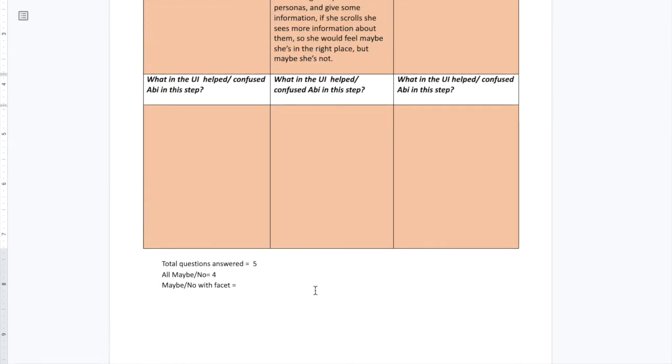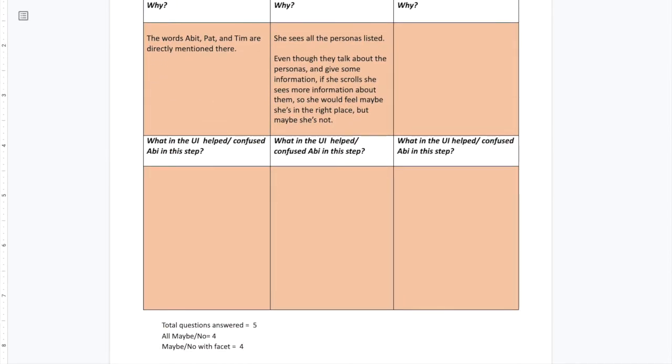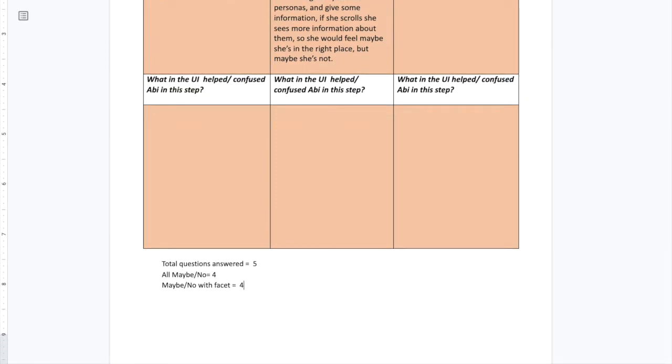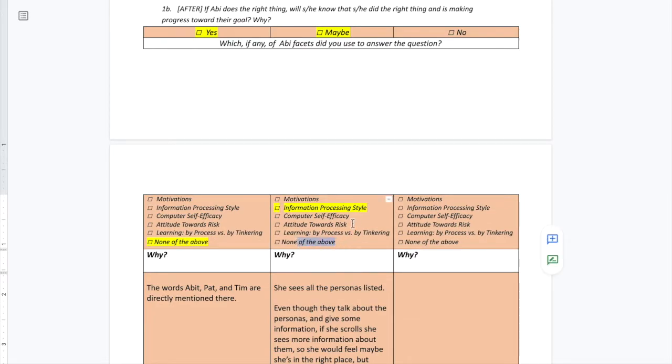So in this case, all of our maybe and no answers have a facet attached to it, but there can be cases where your maybe or no answer can have none of the above attached to it, and that would provide a distinction between maybe and no with a facet attached to it.